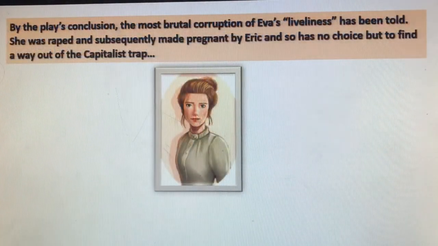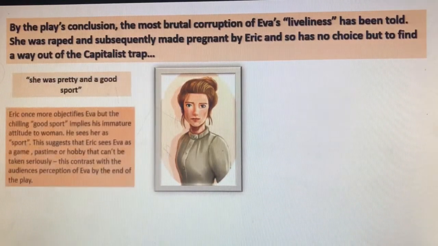By the end of the play, the most brutal corruption of Eva's liveliness has been told. She was raped and subsequently made pregnant by Eric, and has no choice but to find a way out of the capitalist trap she's been placed in.